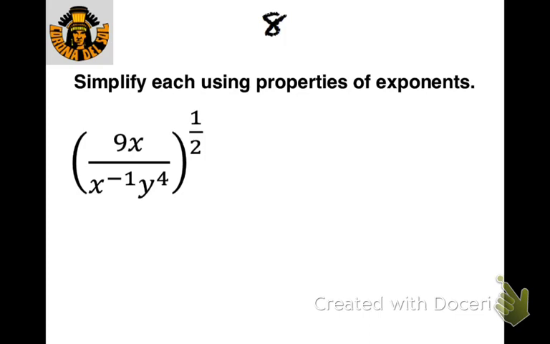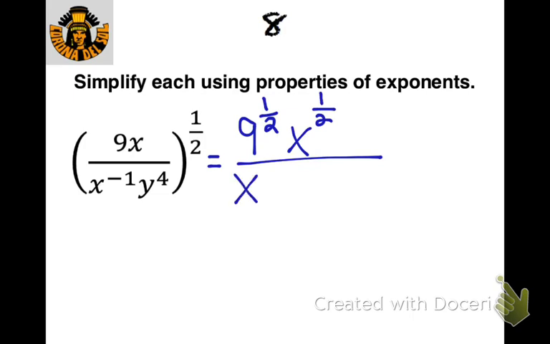All right, so these ones always look the ugliest. They're not too bad if you just take them step by step. So everybody gets the 1/2 as a power. So that's 9 to the 1/2. It's x to the 1/2. It's x, and then if it already has a power, then you multiply those numbers. So that would be negative 1/2 now. And then y, and that's 4 times a half, so that's 2. All right, so now what we're going to do, a couple things. 9 to the 1/2 is really just the square root of 9. See, the 2 goes there, the 1 goes there.